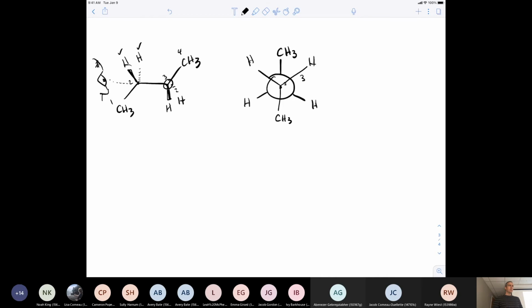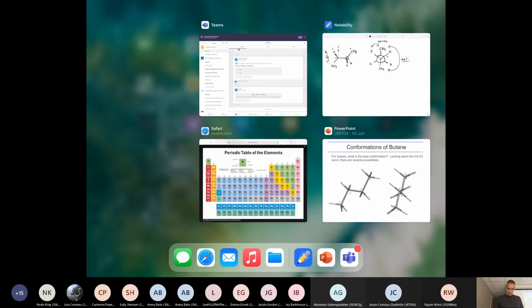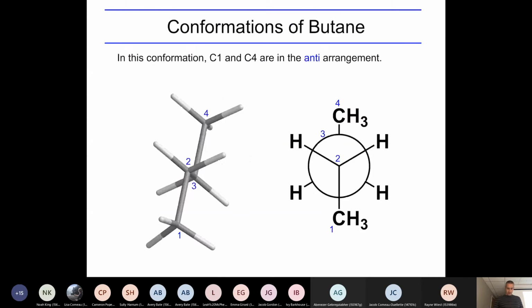Is this a staggered or an eclipsed conformation? Staggered, good. This one's staggered. What would we say the relationship is between the two methyls? Anti, good. What's the relationship, say, between these two? Gauche. Okay, perfect. So that's this conformation of butane. This is the Newman projection that we just produced.